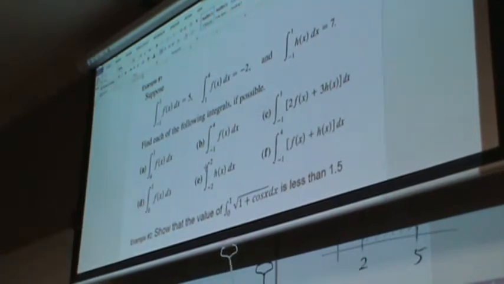Okay, look at D, the integral from 0 to 1 of f of x. Well, we've got the integral from -1 to 1, that's equal to 5. So tell me, wouldn't the integral from 0 to 1 be 2.5? Yes.